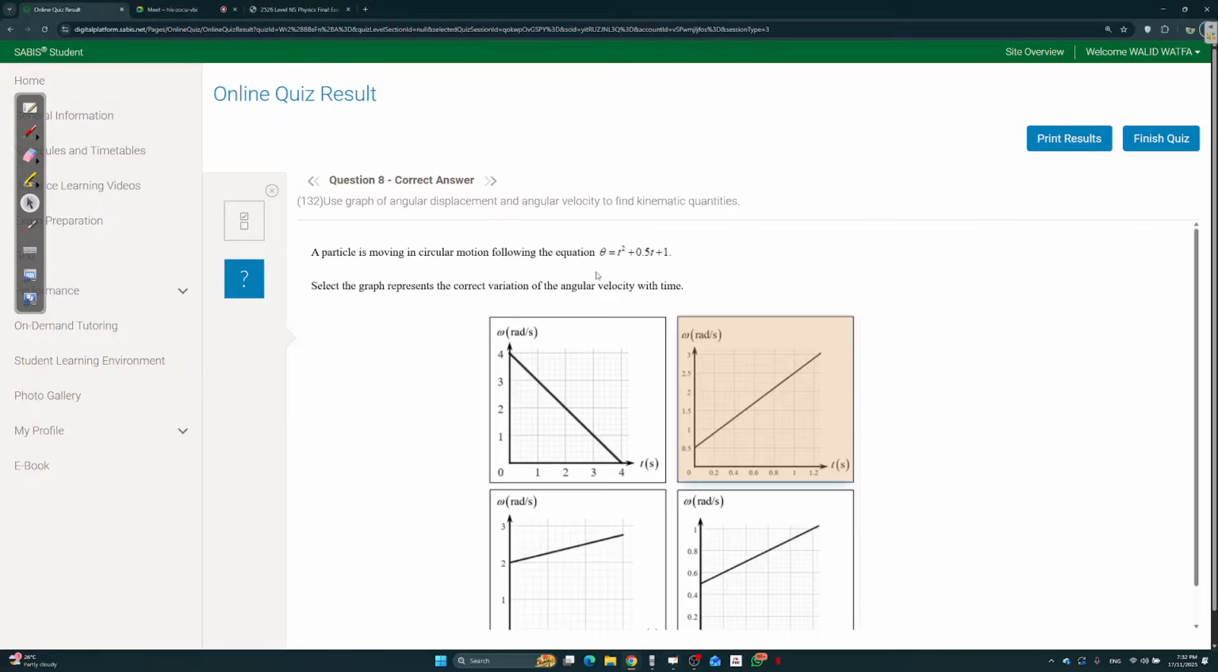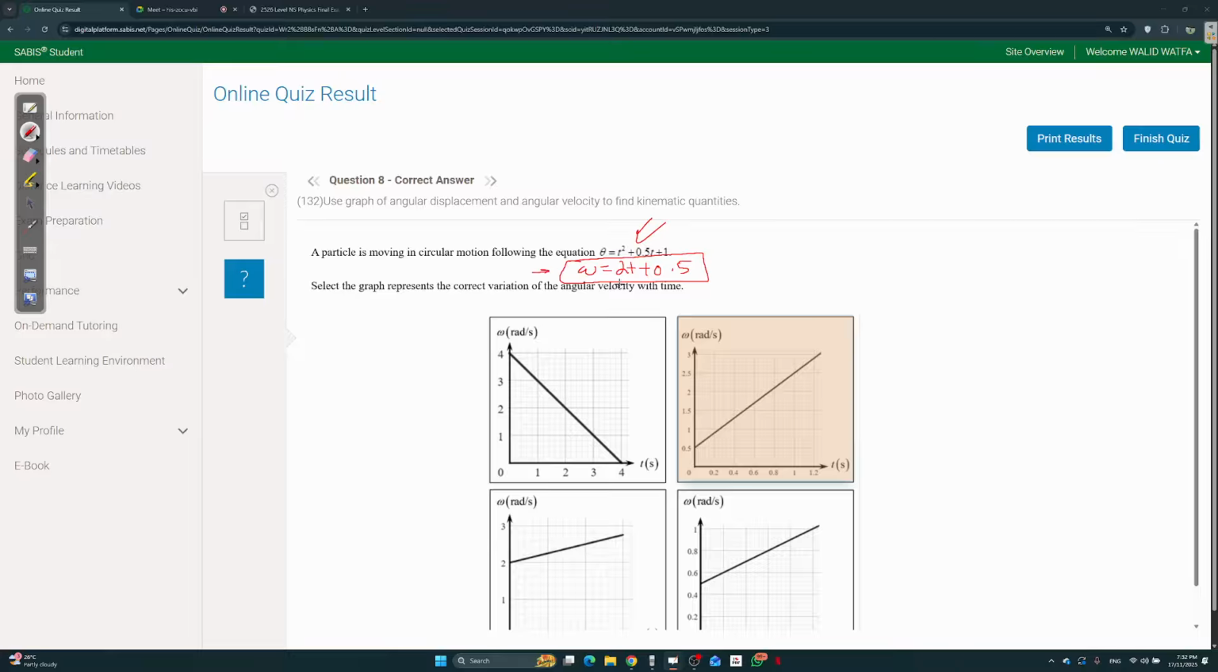0.6. Over here, a particle is moving in circular motion, and this is its equation. Select the graph that represents the correct variation of the angular velocity with time. Alright, this is very easy. First, you need to check that this is theta, right? And they want angular velocity. So what you have to do is differentiate this. We need to find the graph of the derivative of this. What's the derivative of this? Omega will be 2t plus 0.5. So this is omega. We want to graph the angular velocity, so this is what you need to graph.